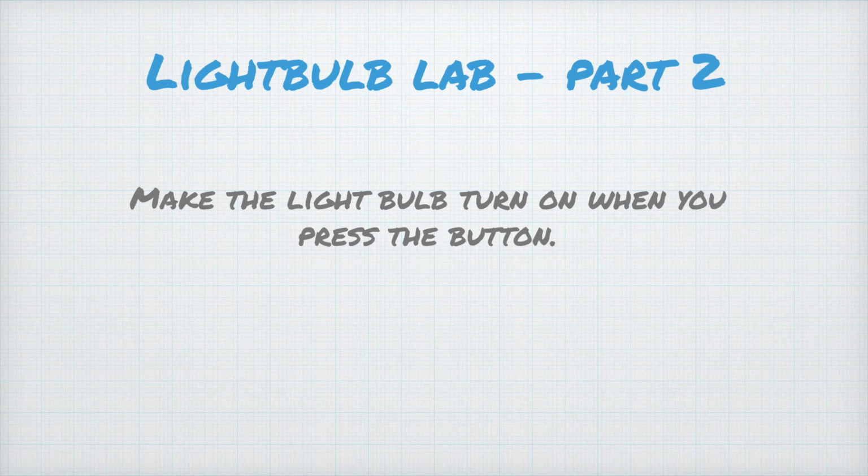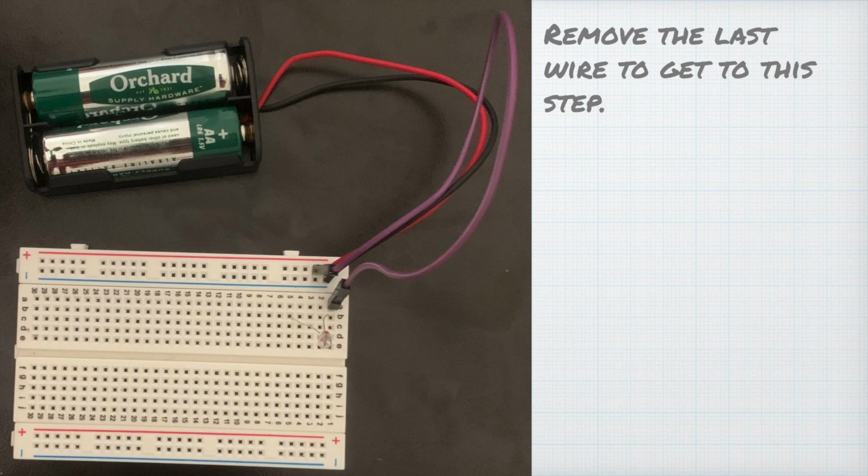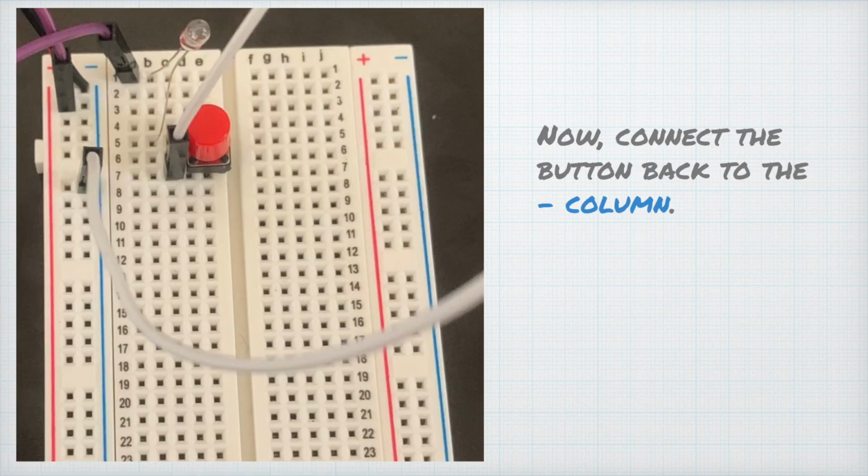Next, we want to incorporate a button into our circuit. When we press the button, we want to turn on the light bulb. From your previous circuit, remove the last wire connecting the light bulb to the negative side of your battery. Now add a button that will connect row 5 and 7 if it is pressed. Finally, connect the other side of the button on row 7 into the negative side of the battery. When you push the button, the light bulb will light up. Notice how when the button is not pressed, the light bulb does not light up because rows 5 and 7 aren't actually connected.